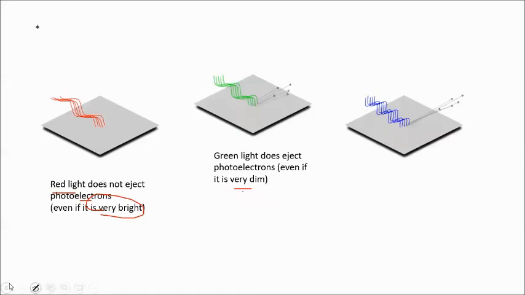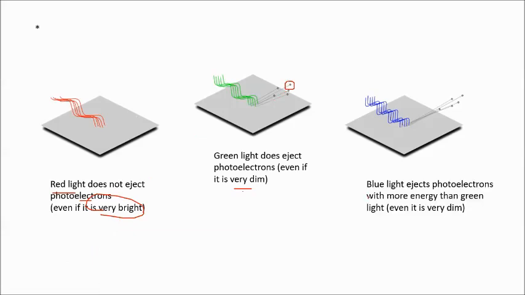While blue light, these are the photoelectrons. Blue light ejects photoelectrons with higher energy than green light, even if it is very dim. So they are different, because the lights differ in frequency and in wavelength.